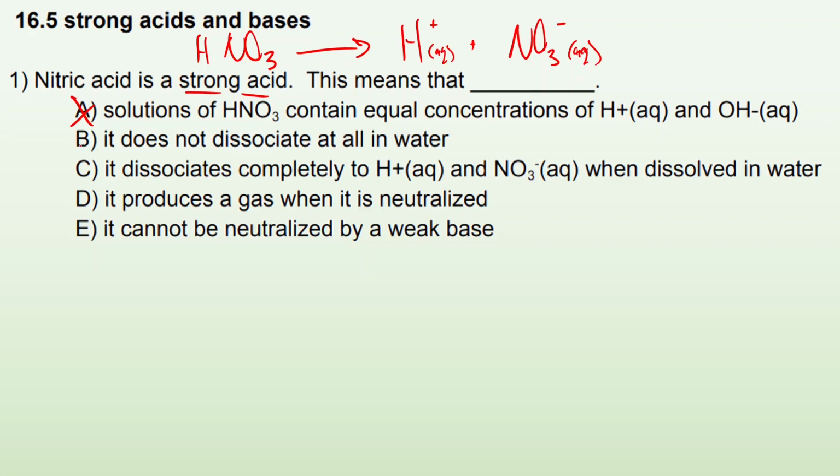So B, it does not dissociate at all in water. Incorrect. It dissociates completely to H plus and NO3 minus when dissolved in water. Yes. And D, it produces a gas when it is neutralized. That has nothing to do with whether or not it's a strong acid. And it cannot be neutralized by a weak base. That is, no, that's not true.